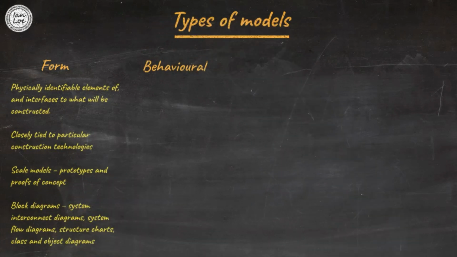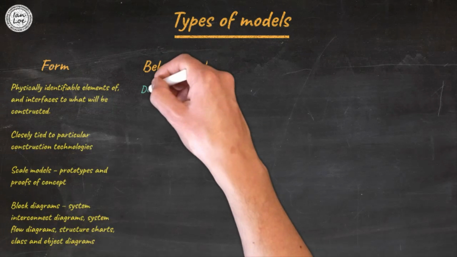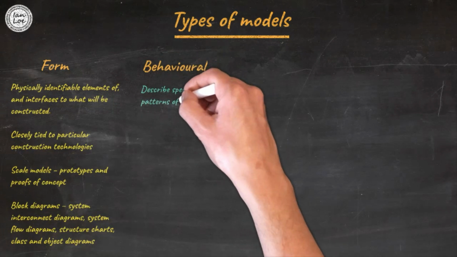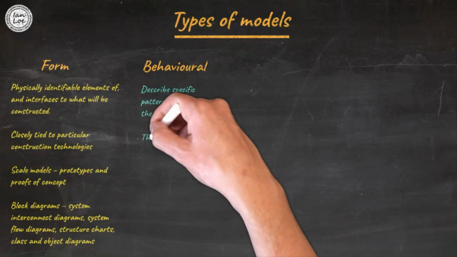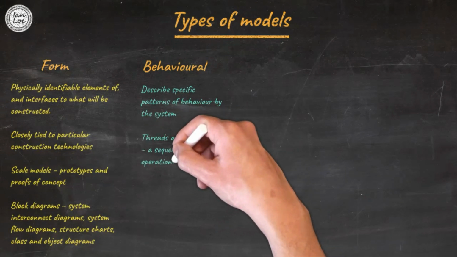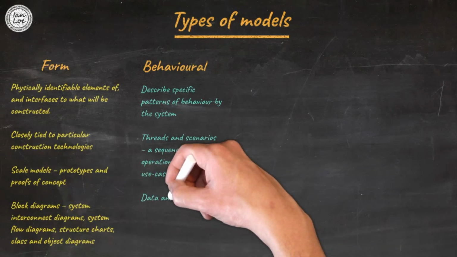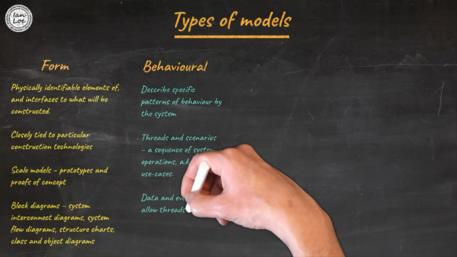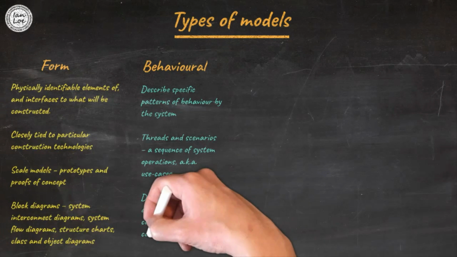Next, we have behavioral or functional models. These are used to describe specific patterns of behavior by the system. Threads and scenarios show a sequence of system operations, also known as use cases. Data and event flow models allow threads to be collapsed into more compact models.